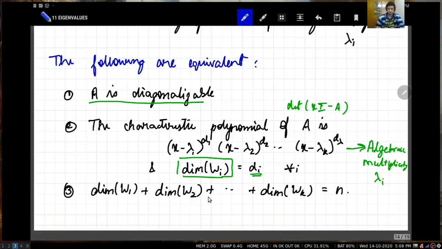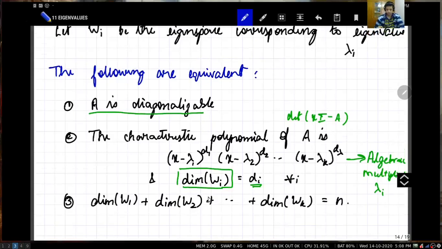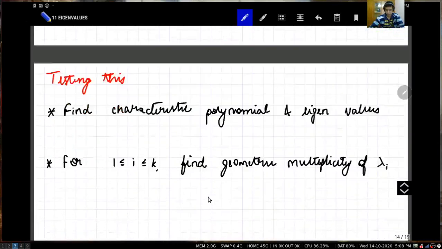Right. So before we try to prove this statement, let us see some of its implications. Let's assume that these conditions are given to us, and see what the implications are, and how we actually test whether a given matrix is diagonalizable or not. So let's start with some examples.